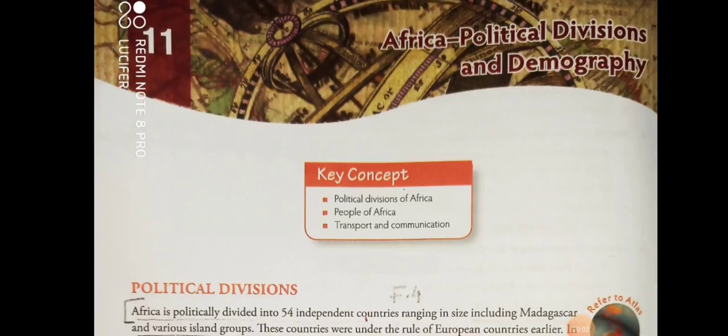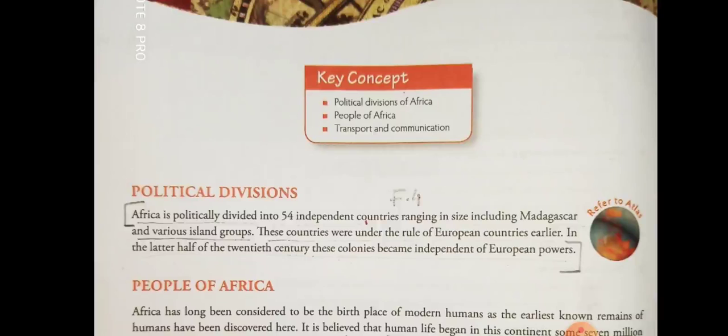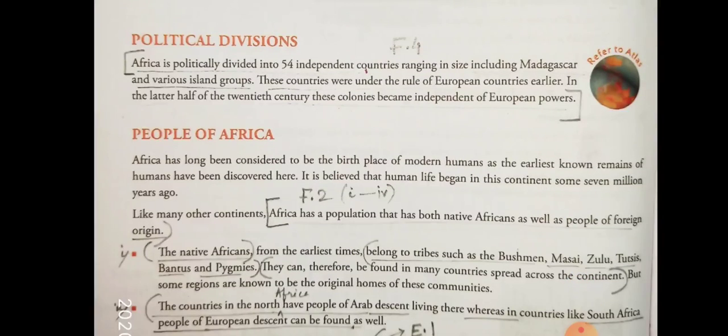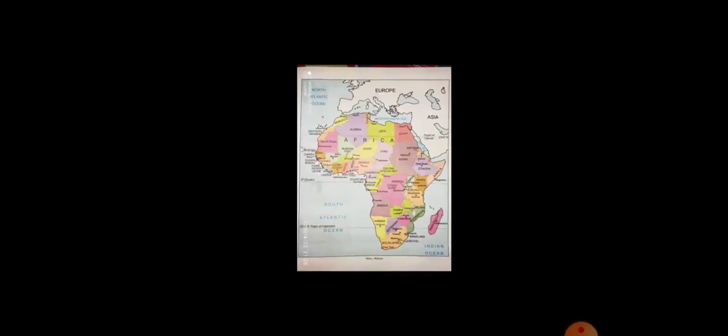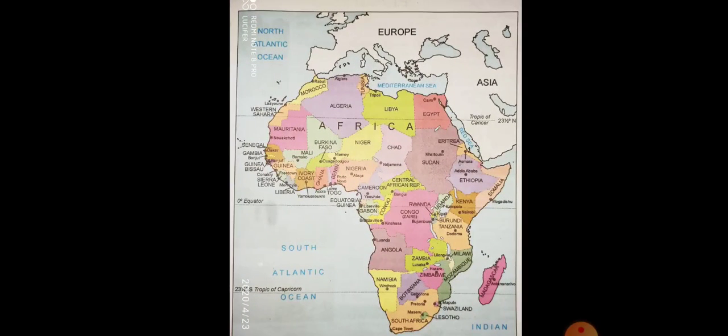Hello students, today we will study lesson 11, Africa: Political Divisions and Demography. Africa is politically divided into 54 independent countries, including Madagascar and various island groups. This is the map of Africa. These countries were under the rule of European countries earlier, and in the later half of the 20th century, these colonies became independent of European powers.